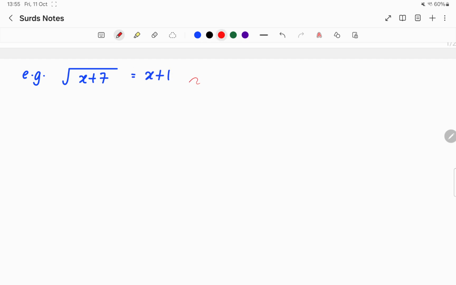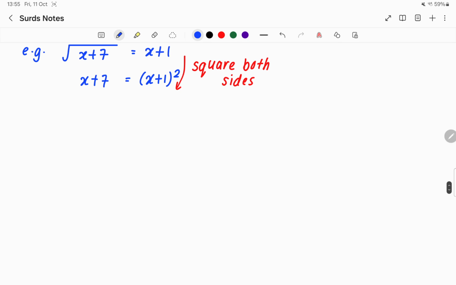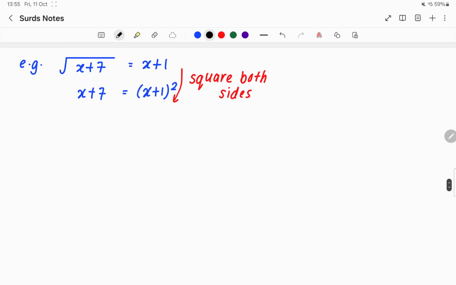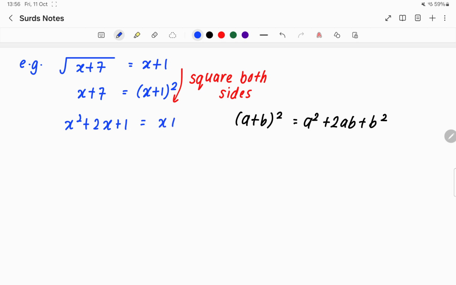Now, to solve this equation, we must first get rid of the square root. In order to do that, we must square both sides. Square both sides, then the square root will disappear, right? So x plus 7 equals x plus 1 squared. Then as you can see, how do we expand the one on the right? a plus b squared is a squared plus 2ab plus b squared. So I'll get x squared plus 2x plus 1 equals x plus 7.